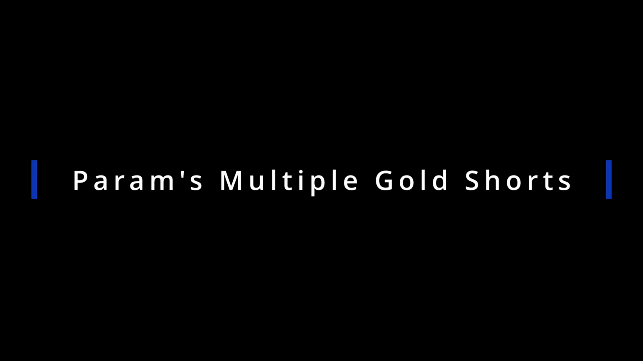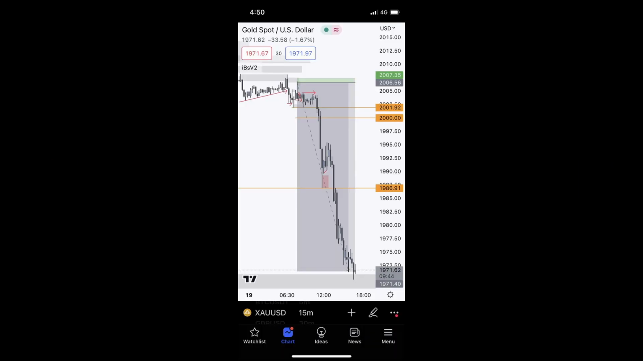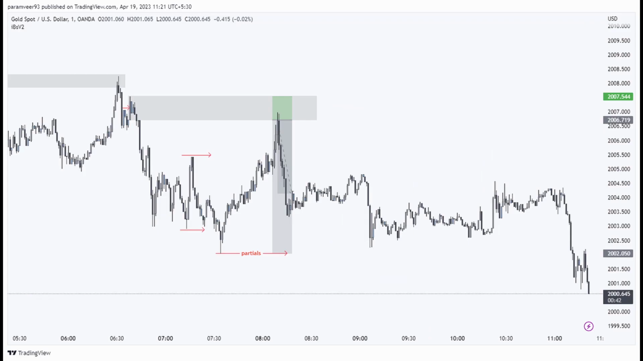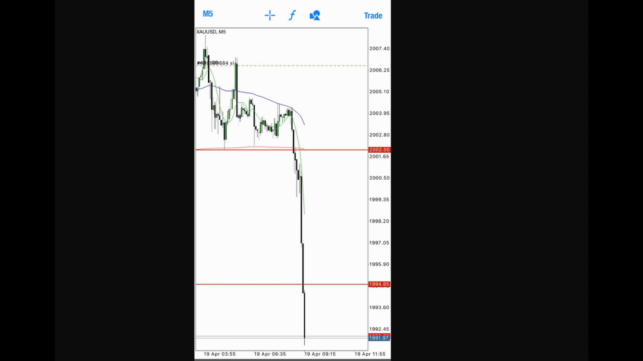We did our usual trade recap with Param this time. It's on his two gold shorts that he's taken. I have also attached the screenshots of his analysis from TradingView as well as a screenshot from his MetaTrader to prove that he's taken them. And you will also notice that there's a lot of sweeps that were drawn out on his analysis, and you will understand why all these sweeps are marked up and why they're very important for the POI selection.